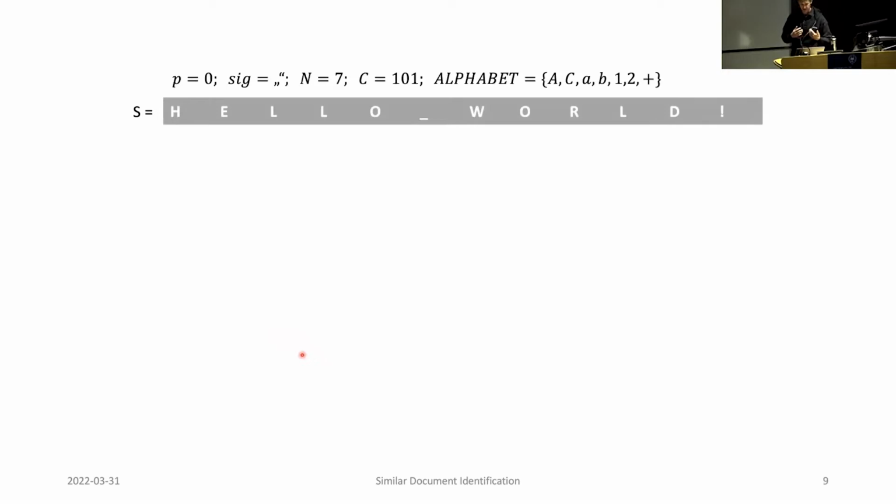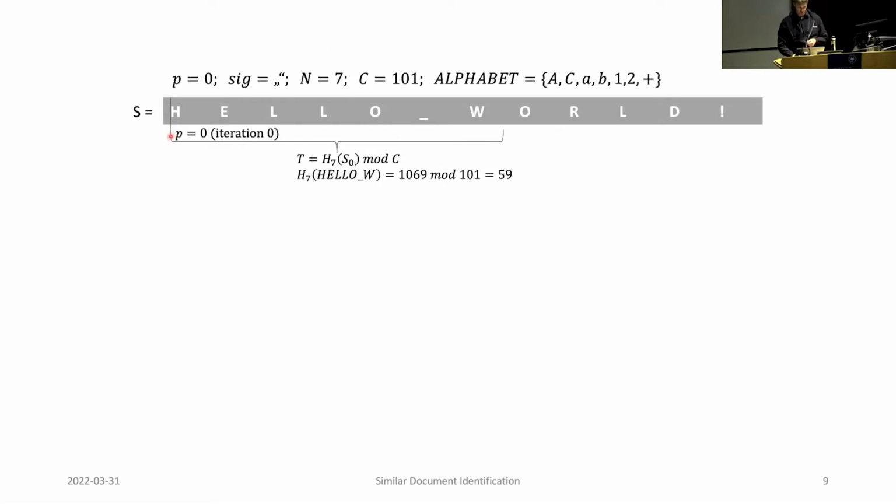So how does this look? If we have this particular string here, a rather short string, and our parameters are set up here. In the first iteration, we have our neighborhood, which is 7 here. We compute the hash value over that string at position 0 and do a modulo computation. This would be, for example, 59. And T mod C is unequal to 0, so we simply continue.